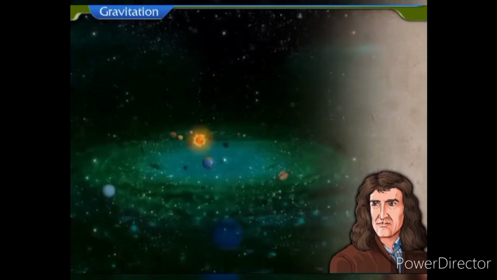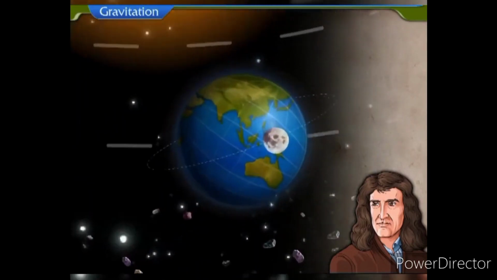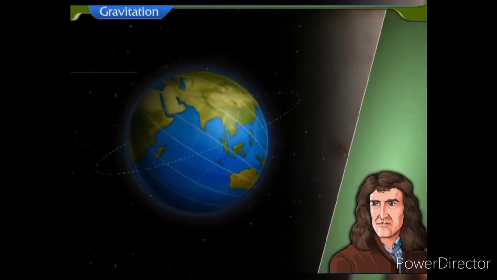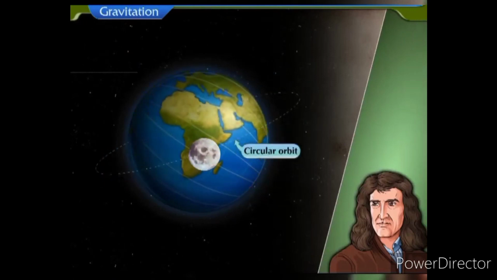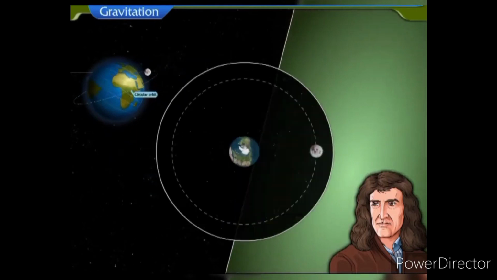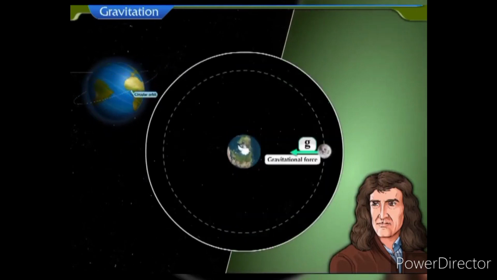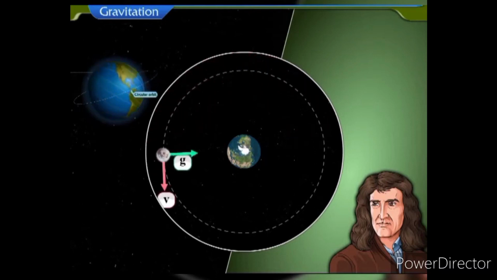He studied motion of the moon around the earth. The moon rotates around the earth in a circular orbit. The moon falls towards the earth under the action of gravitational force, but due to its horizontal velocity, it moves in circular orbit.